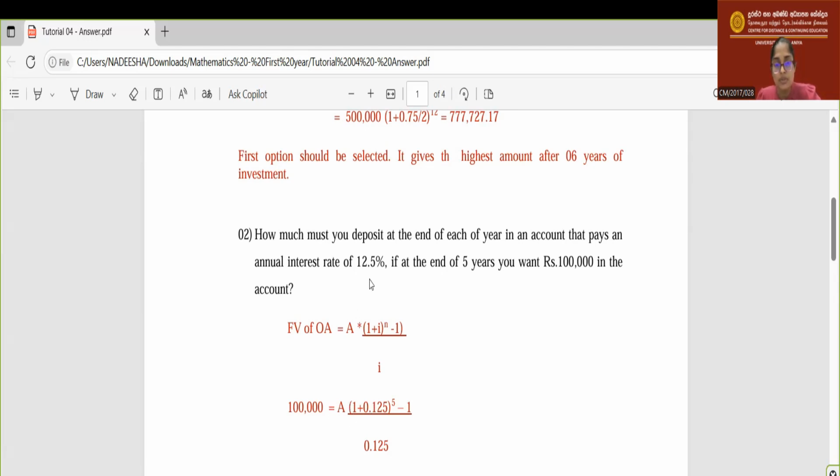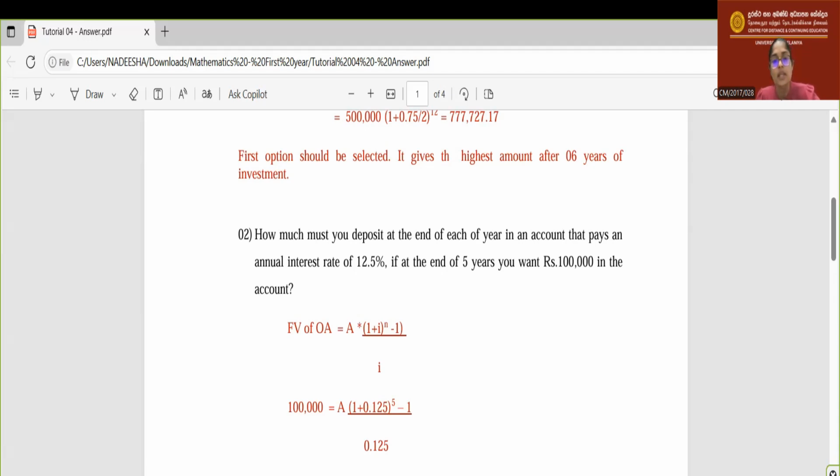1 plus what is your interest rate? 0.125. Is there a compounding thing? No, it's an annual rate, given in the question. What is n then? Here it's 5, minus 1, divided by 0.125, right? Type it in: 1 plus 0.125 power of 5, minus 1, and then divide by 0.125. You can get the answer as 6.4163.